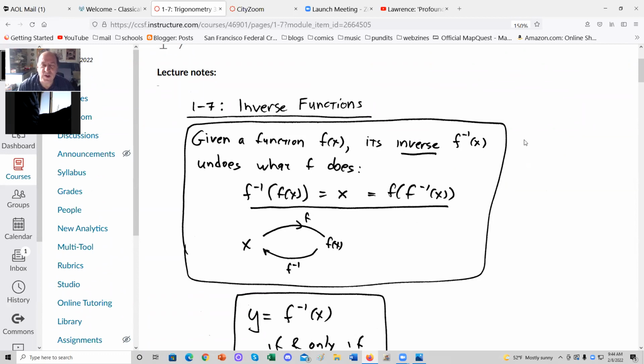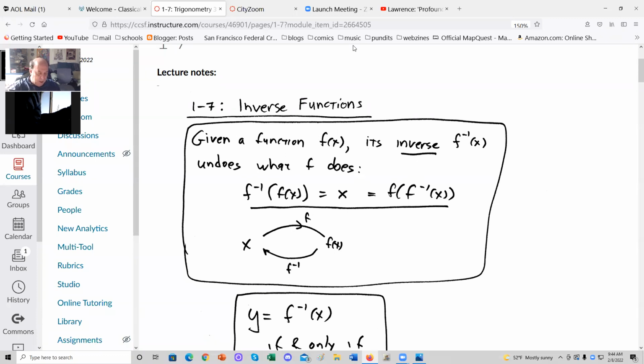Given a function f of x, its inverse, written f to the -1, f inverse of x, undoes what f does. I'm not entirely happy with this notation, by the way, because it makes it look like it's the reciprocal of f. Not really. It is an inverse, so in that sense, a -1, but it is potentially confusing to write it like that. But still, it's the inverse function. The inverse function undoes what a function does.